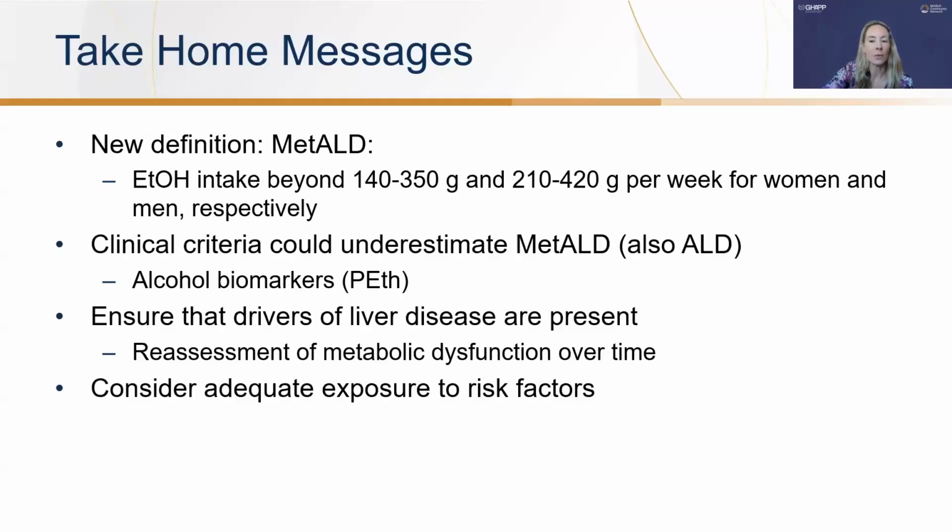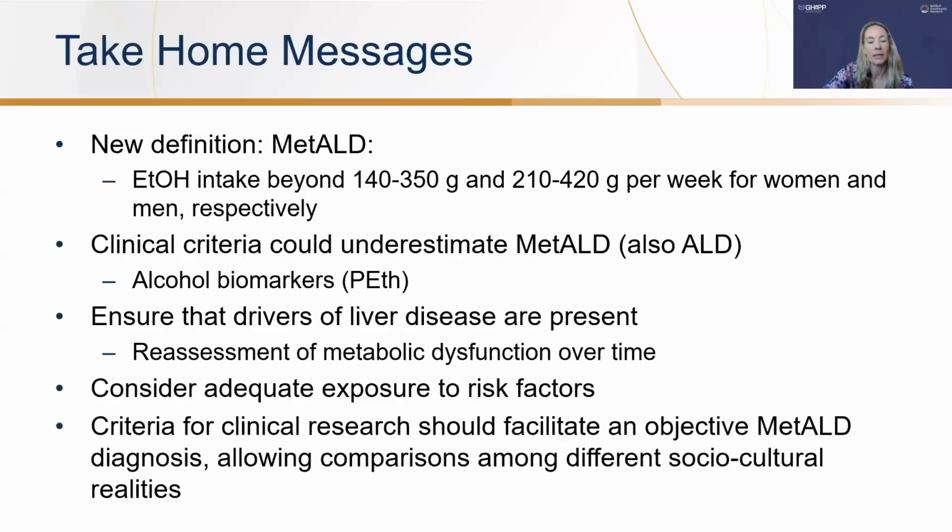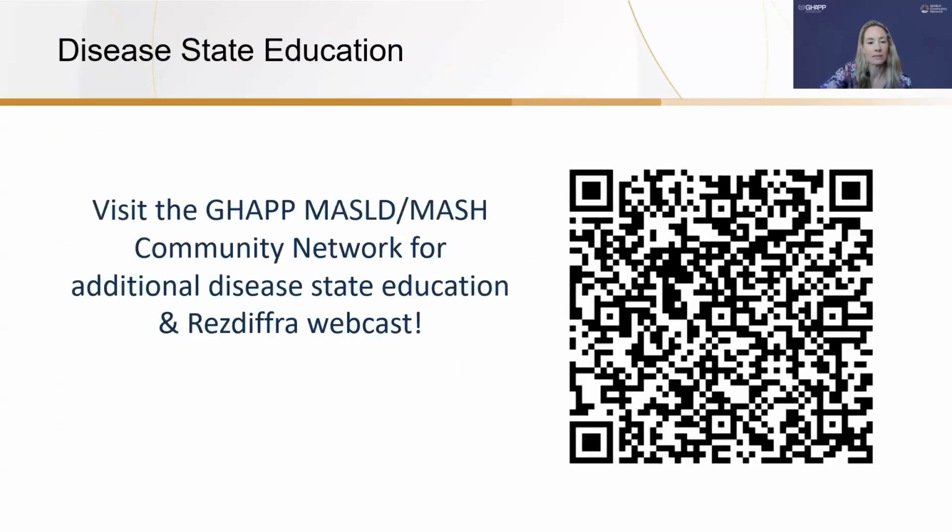And just remember that patients with MASH and MASLD who drink alcohol are at higher risk of progression to cirrhosis and decompensation and hepatocellular carcinoma. It's really a high risk group. And again, clinical research ideally should facilitate an objective MetALD diagnosis so that we are studying these patients appropriately since they are at higher risk of progression.